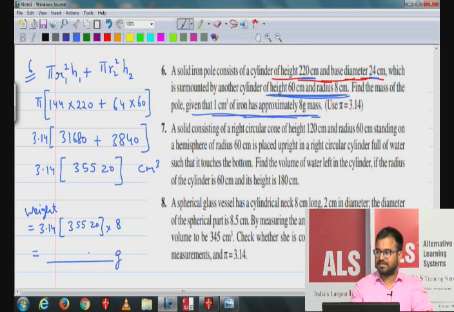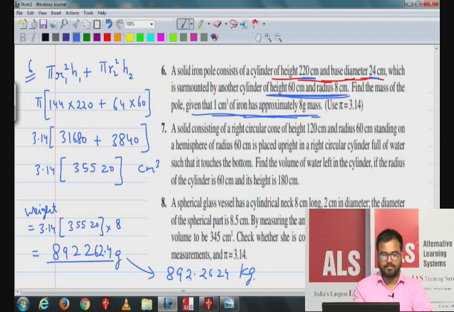And the answer, finally I am writing the answer over here. You can do the multiplication. The answer is 892262.4 gram. If you want to convert it into kilogram, just divide by 1000. So in kilogram, it would be 892.2624 kilogram. So either you can give the answer in gram or in kilogram.